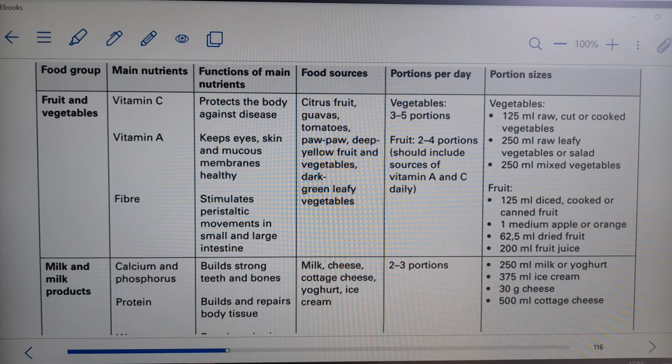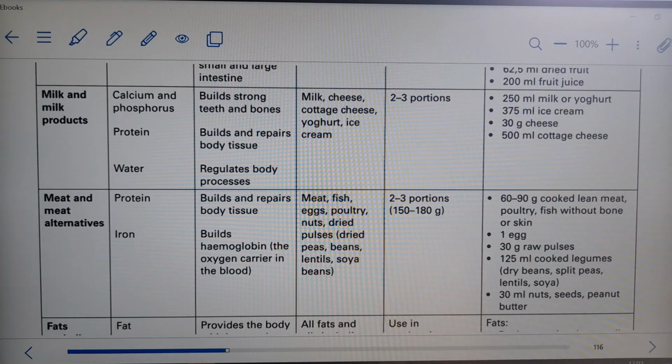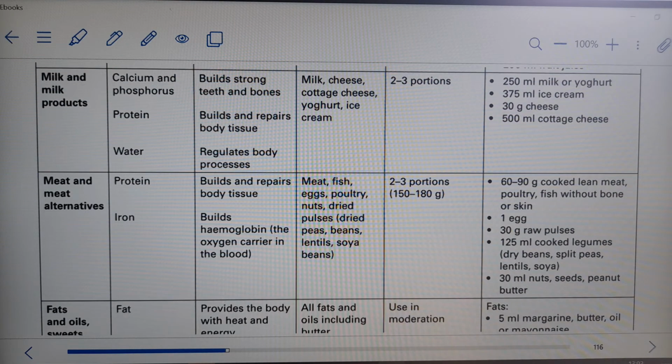this is 1/4 cup of dried fruit, and this is almost a glass of fruit juice. That's a portion size. Milk and milk products give us the nutrients calcium and phosphorus, protein and water. And what is the function of milk and milk products? They build strong teeth and bones, they build and repair body tissue, and they regulate body processes. And where do we get them? From milk, cheese, cottage cheese, yogurt, and ice cream.